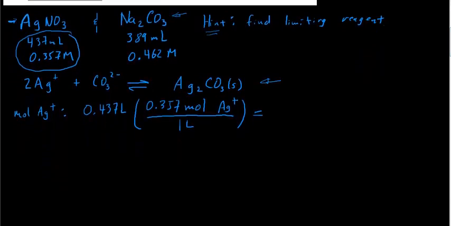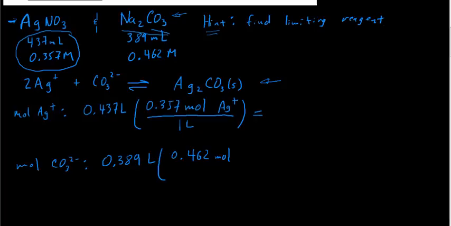We can do a similar thing to calculate the moles of carbonate ion, CO3 2-. In my problem, we've got 389 milliliters, that's 0.389 liters, times the molarity of the sodium carbonate, so 0.462 moles of sodium carbonate. Now from the formula we see that we've got 1 mole of carbonate in every 1 mole of sodium carbonate, so I can just use the same molarities. That's 0.462 moles of carbonate ion for every 1 liter of that sodium carbonate solution. And so I can use that to find the moles of carbonate.